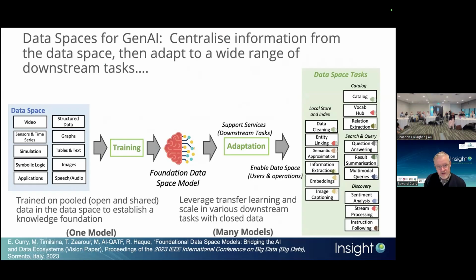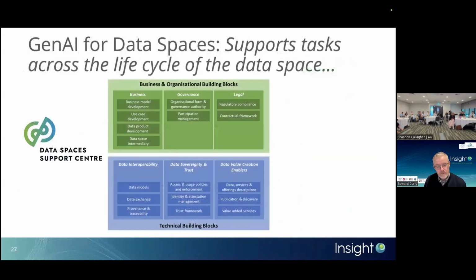And this is an approach that we've been using in Galway now across a number of different data spaces to build very specific foundational data space models to support the operation and implementation of data spaces. I'm not too sure if you're familiar with this, but the Data Space Support Center has identified different building blocks that you need to be able to implement a data space. They've broken them down into business and organizational and technical building blocks.